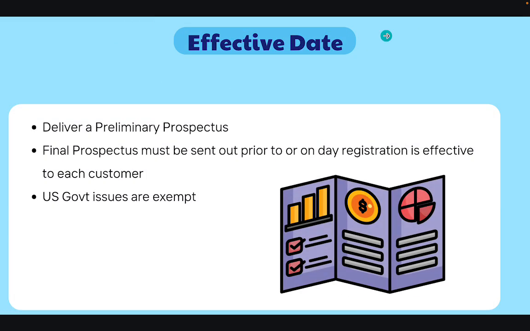The effective date. So first of all, when something is in the works, you can deliver a preliminary prospectus, but the final prospectus must be sent out prior to or on the day that the registration is effective to each of the customers. Now, U.S. government issues are exempt from this.